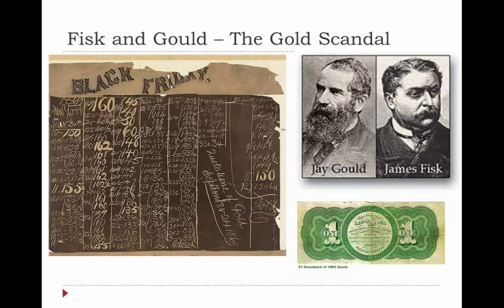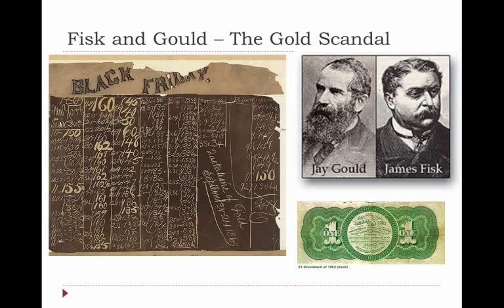Fisk and Gould bought lots of gold. They bought a lot of gold, pretty much cornering the gold market. Okay, pretty much they controlled the gold market. When you buy a lot of gold, what happens to the price of gold? It goes up because all of a sudden there's less and less gold in the economy. Now, when the price of gold goes up, is it going to be difficult for regular folks like you and I to buy gold? Yes.